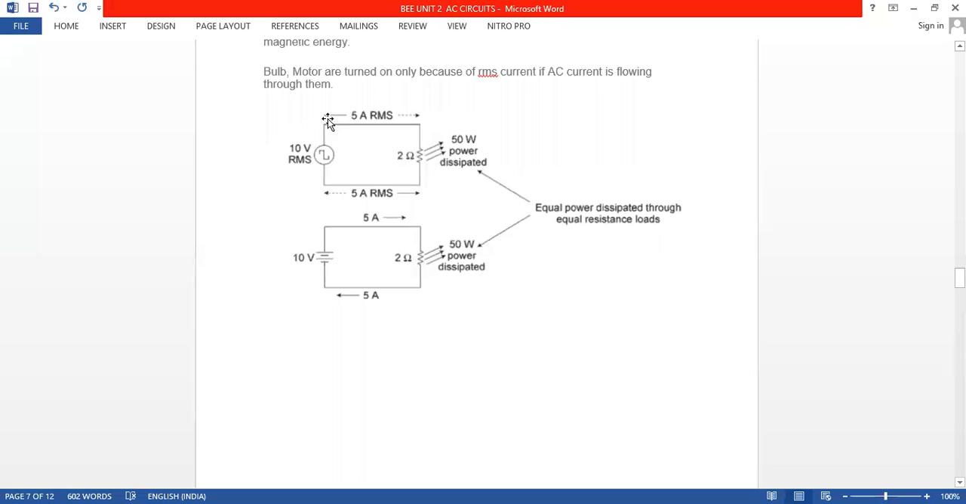Right. Now you see, this is AC voltage, that's the first circuit, and here it is the DC voltage. When the DC voltage is turned on, how much current is flowing through the wire? Anyone see and tell me? They have given 5 amperes. Now the AC voltage is also turned on, and how much current is flowing here again? 5 amperes RMS. Clearly they have mentioned 5 amperes. They have not mentioned 5 amperes AC, they have mentioned 5 amperes RMS, when the AC voltage is turned on.